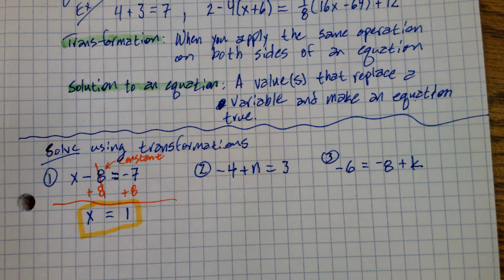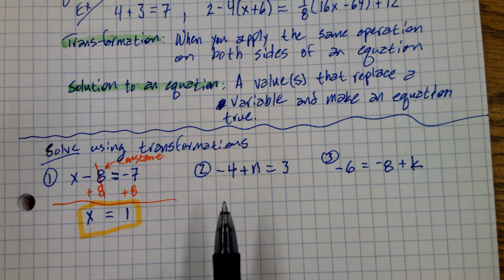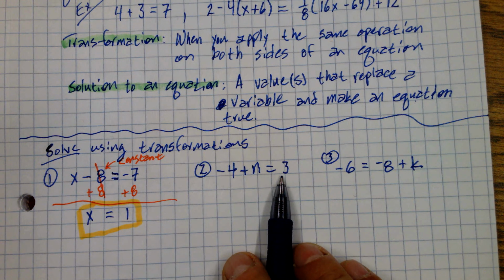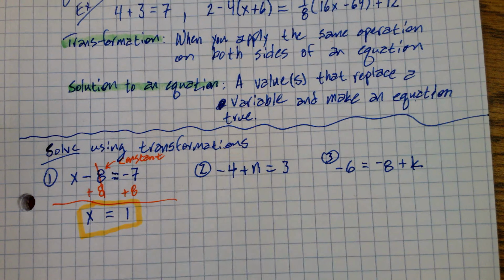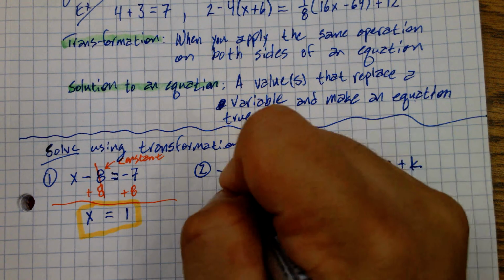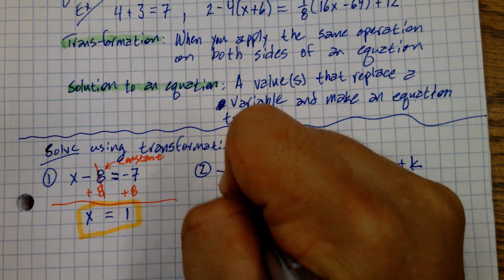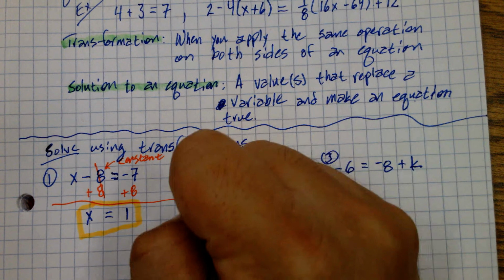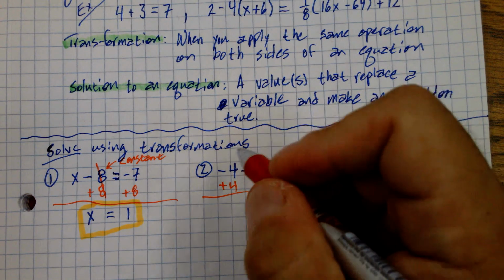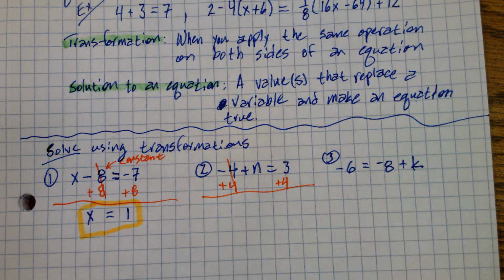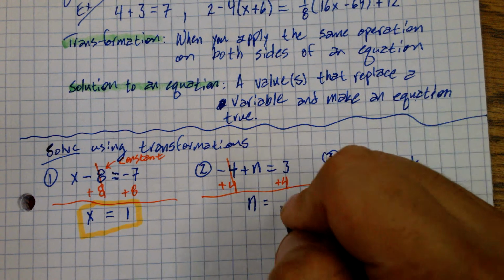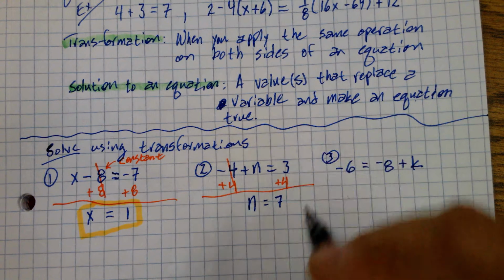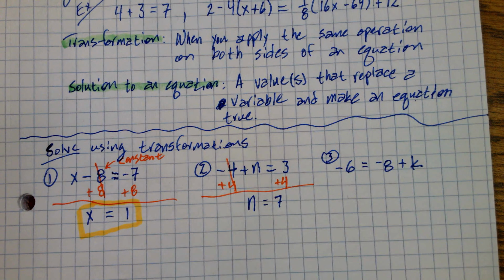Okay? Let's do number 2. Negative 4 plus n equals 3. So I want to eliminate whatever's on the same side as my variable, in this case, negative 4. How do I undo that? You do the opposite. Opposite of negative 4 is add the 4. Okay? So that's another opposite. Bring down the n. And now we have 3 and 4, which makes 7. Perfect.